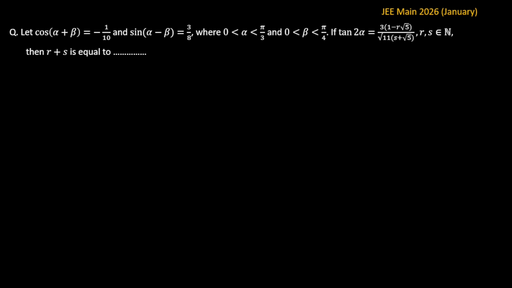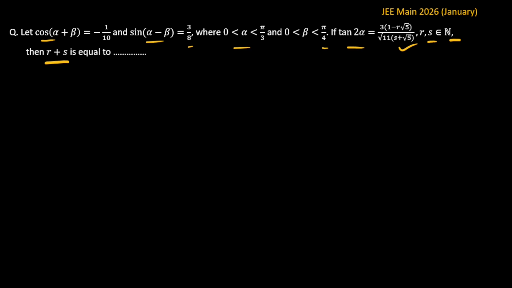Let us first carefully understand the problem. In the problem, it is given that cos of alpha plus beta is equal to minus 1 over 10 and sin of alpha minus beta is equal to 3 over 8, and alpha lies between 0 to pi by 3 and beta lies between 0 to pi by 4, and also given that tan 2 alpha is equal to this expression involving r and s, and r and s are natural numbers. Then find the value of r plus s.